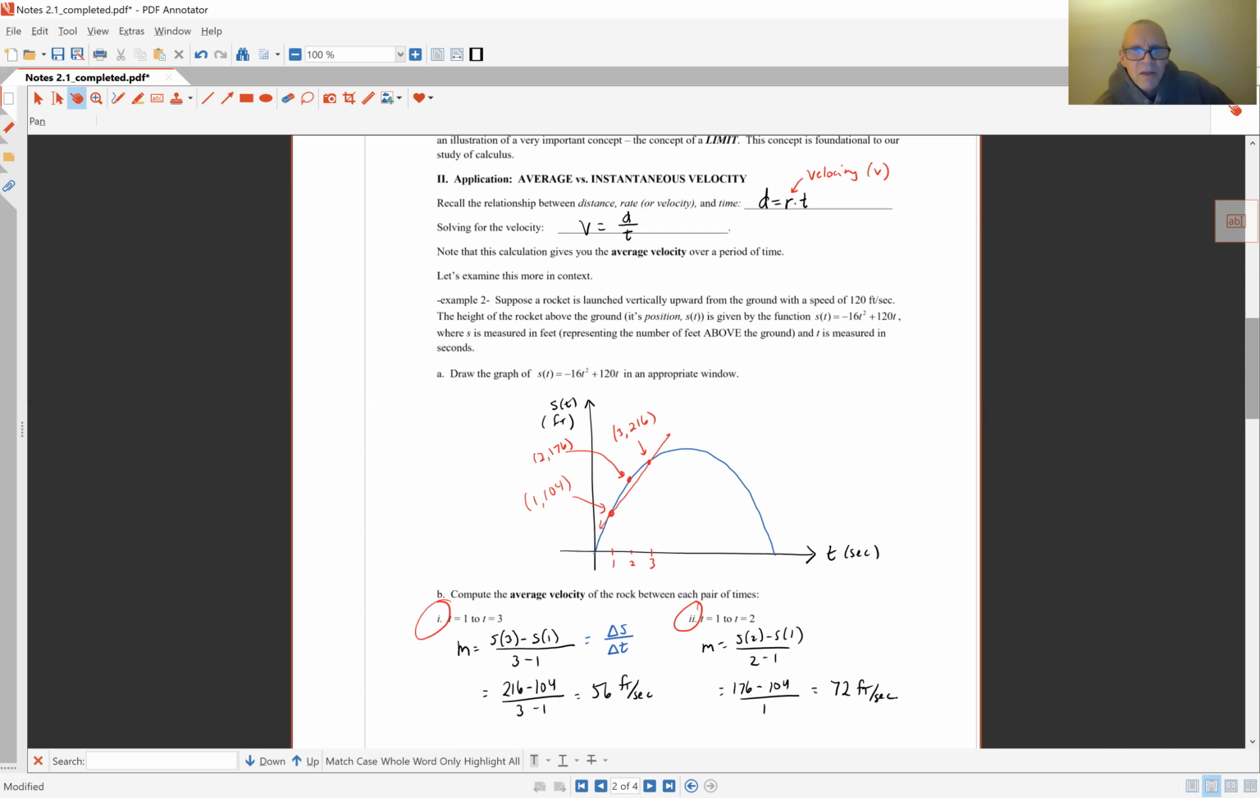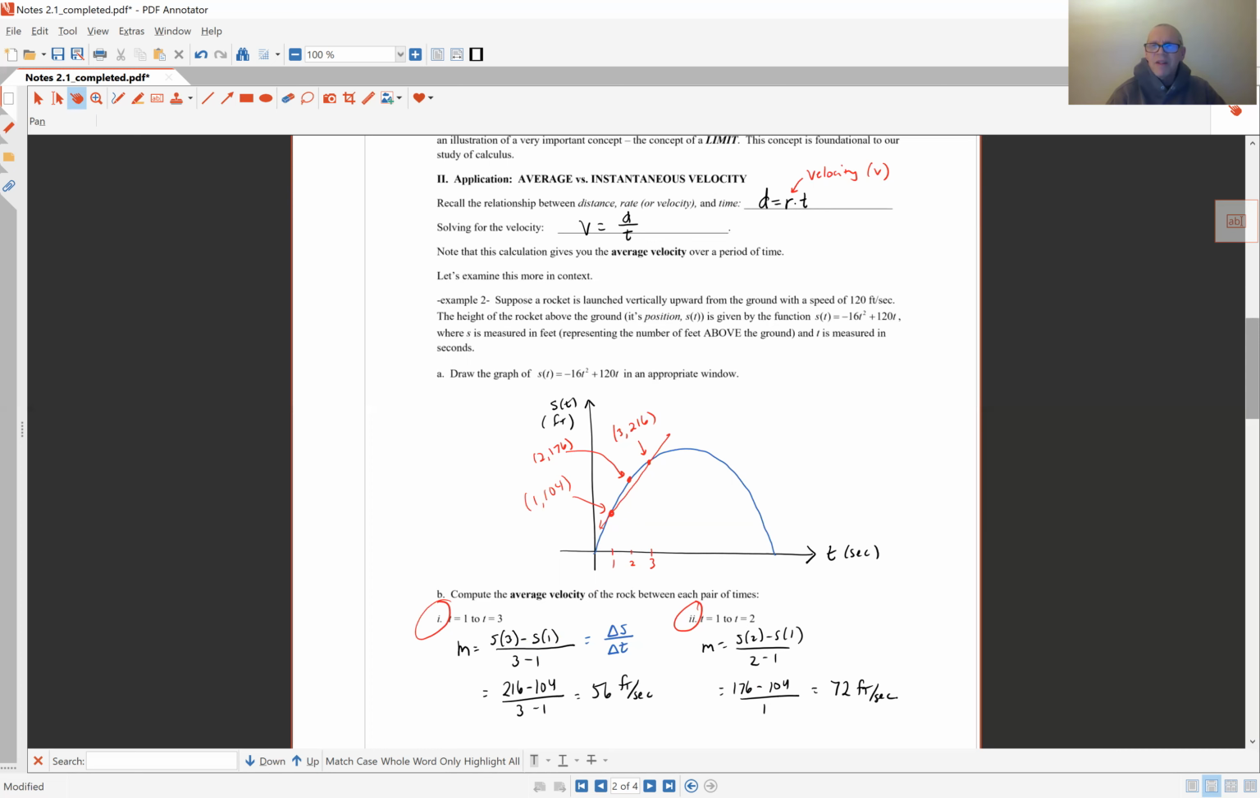t equals 3. Okay, so you plug in 3, you get 216, you plug in 1, and you get 104. Now just find the slope of that line, the rise over run: 216 minus 104 divided by 3 minus 1. So the average velocity from t equals 1 to t equals 3 is about 56 feet per second. Okay, so that's the average.